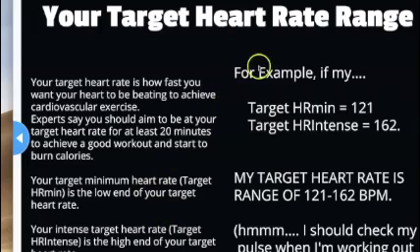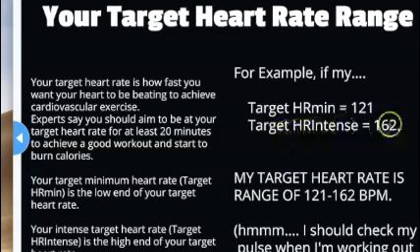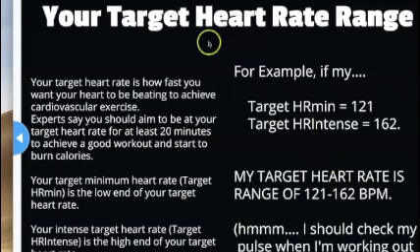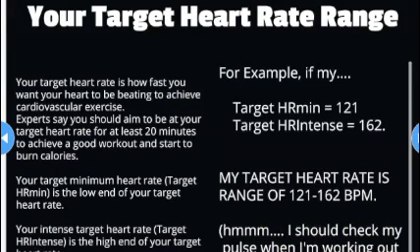So, for example, your numbers will look different, but I'm just giving you an example. For example, if my target heart rate minimum is 121 and my target intense heart rate is 162, my target heart rate range is the range of 121 to 162 beats per minute, okay? And then you can't see the bottom there, but it says, I should check my pulse when I'm working out to make sure I'm in that range, right?